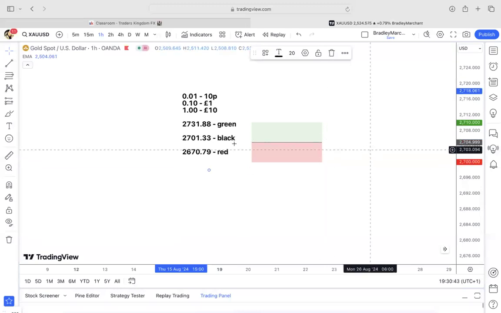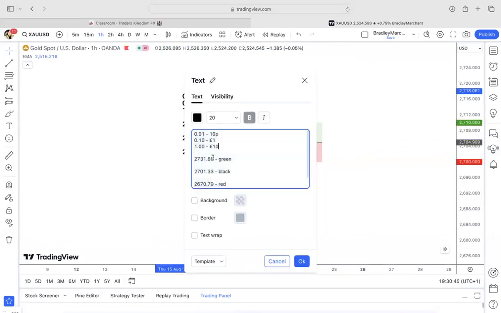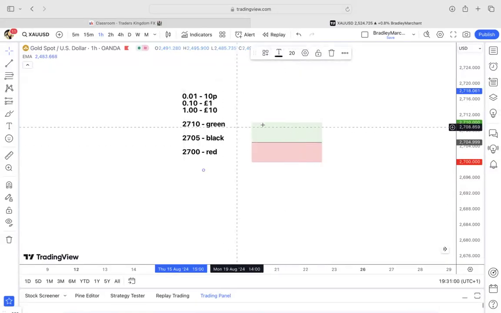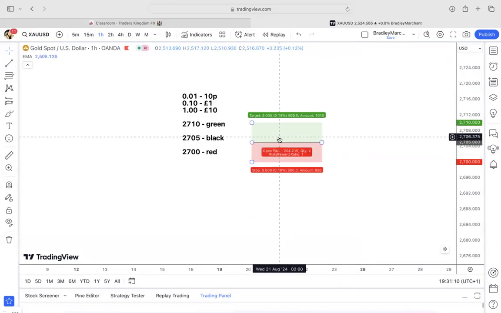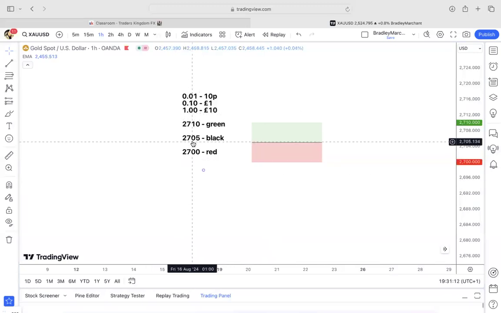Okay. Let me just change these numbers real quick just so you guys can see them. So green is now 2710 because this is more realistic. Black is 2705, that's meant to be 05. And this is 2700. So when we understand this, I'm going to have to go and change this for my OCD brain a tiny little bit here. Okay. So this is now 50 pips either side.